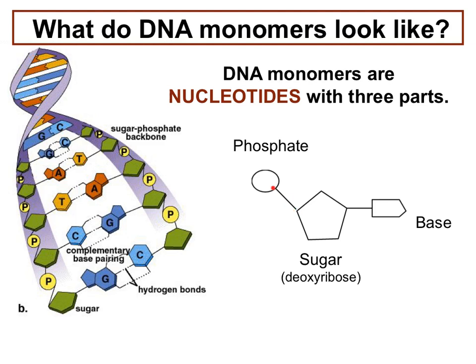Connected to one point of the sugar is this other chemical group called a phosphate group, shown as this circle right here. And then connected to the other side of the sugar is the base, shown as this shape right here. So each nucleotide monomer is made of a phosphate, a sugar, and a base.